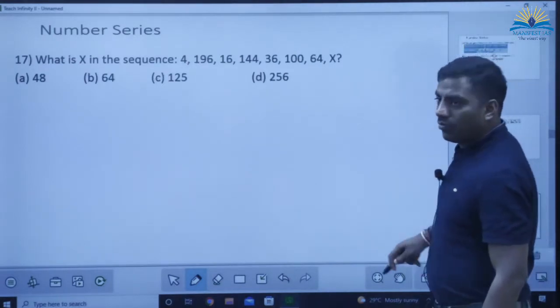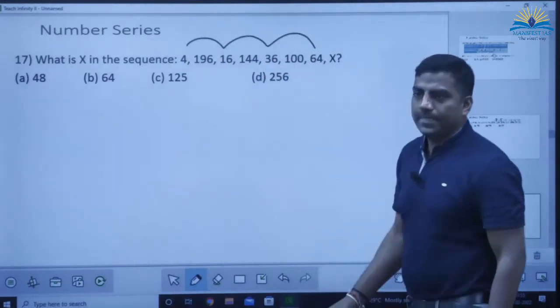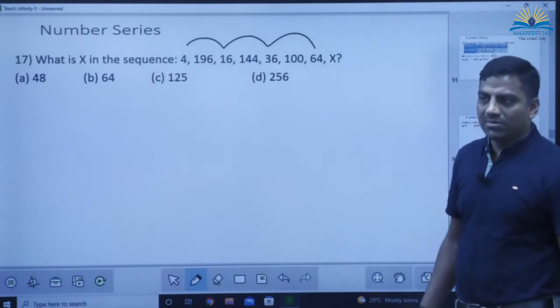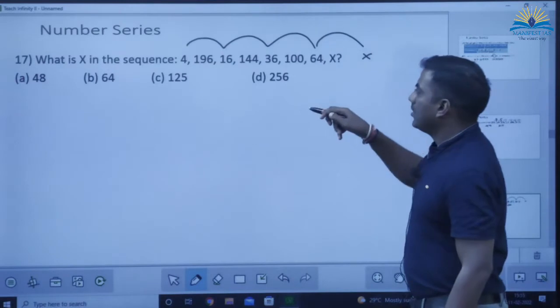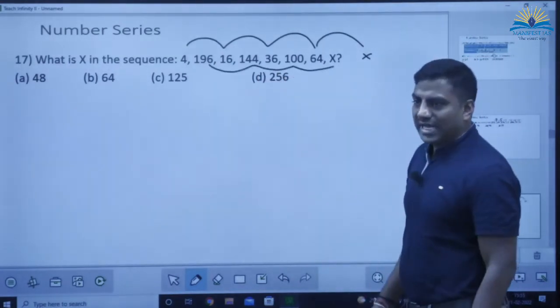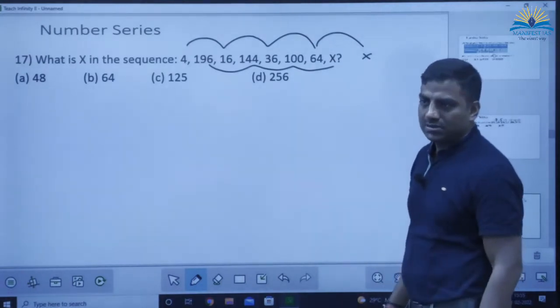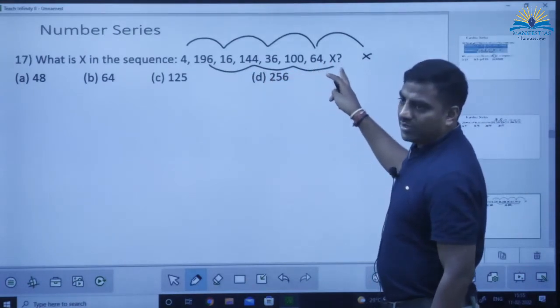Alternative numbers, shall I go? 4, 16, 36, 64, what are they? Squares of alternative numbers or even numbers. Then I don't want anything here. 196, 144, 100. What are these? Again squares, but in decreasing order of even numbers. 12 square, 10 square, 8 square.